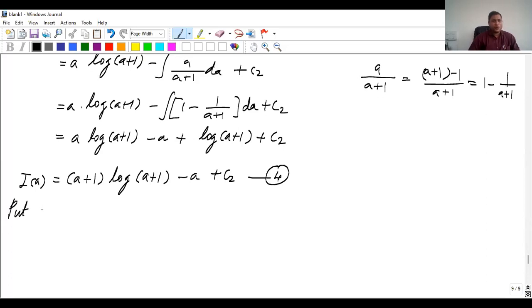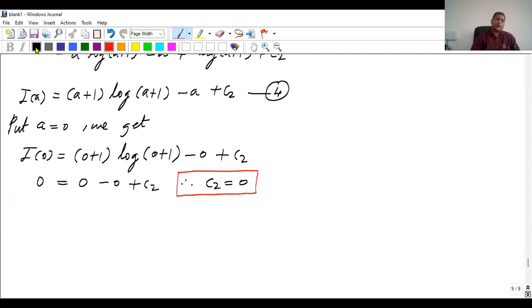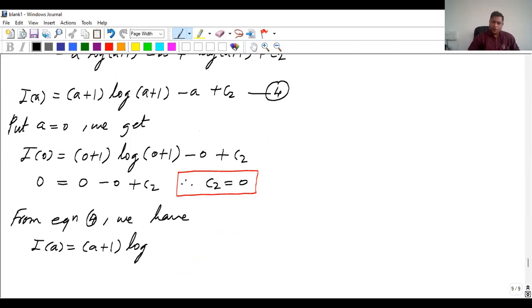So what we can do is put A is equal to 0. We get I of 0 is equal to 0 plus 1 log of 0 plus 1 minus 0 plus C2. So this is 0, this is 0, minus 0 plus C2. And hence we get C2 is equal to 0. So we got the value of the constant of integration and that is going to be 0. And hence from equation 4 we write I of A is equal to A plus 1 log of A plus 1 minus A.